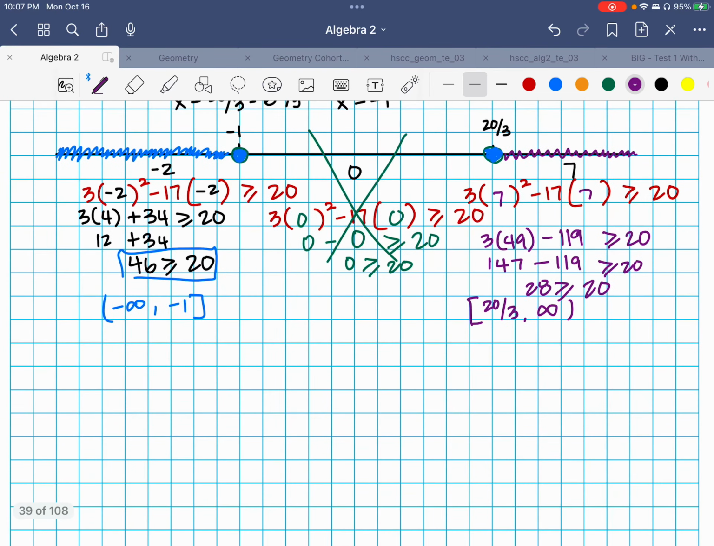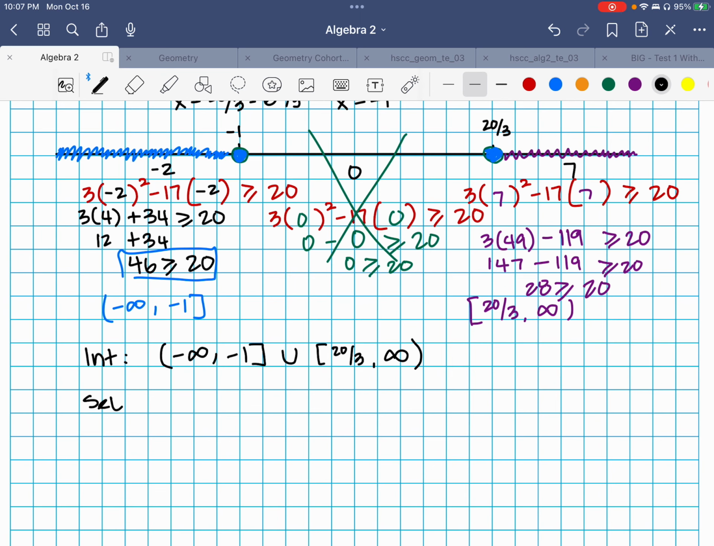All right, so now we can talk about how we would write the solution. There are 2 ways to write the solution. The first way is interval notation. So the interval solution set is going to be negative infinity through negative 1 union. That's the fancy way of saying the word or, essentially, in math interval set notation. And then we have 20 thirds, comma, through infinity. So that right there is how we write our answer in interval notation. If you write the word or instead of the union symbol, totally fine.